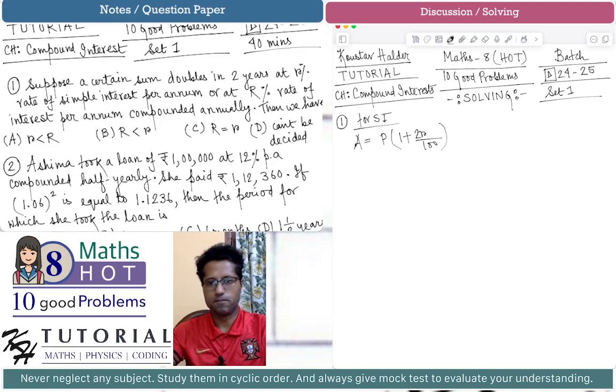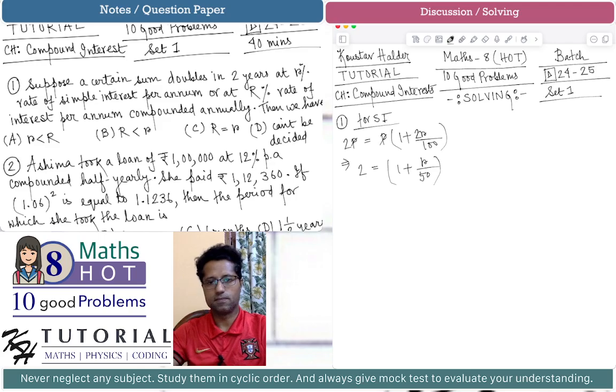Now it is also given that for the simple interest the sum doubles, that is the amount becomes 2 times the principal. So the actual formula will become 2P is equal to this. This implies, we can cancel P from both sides, 2 is equal to 1 plus 2r by 100, which after simplification becomes r by 50.